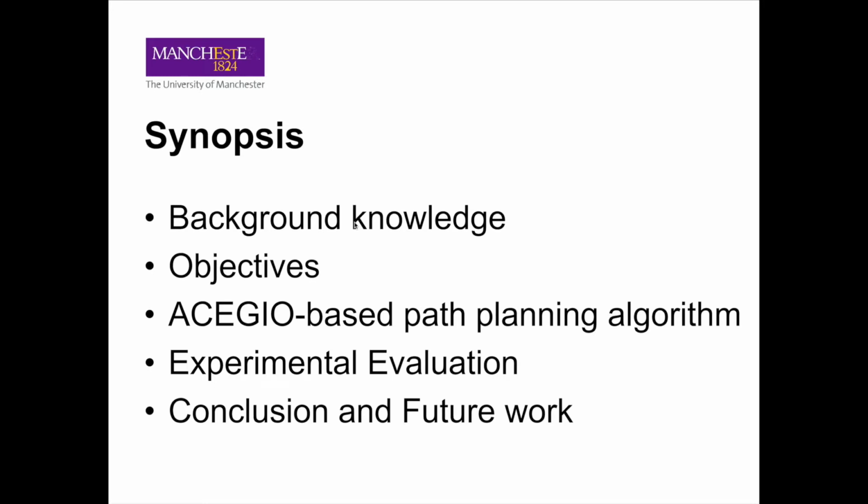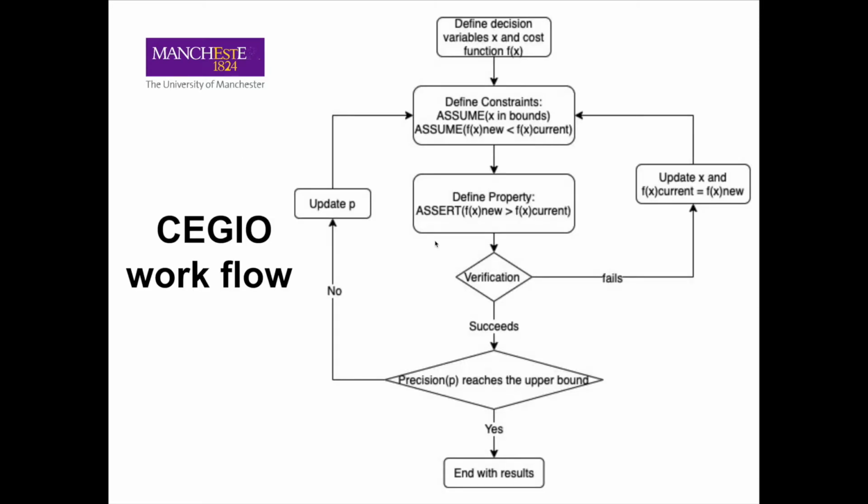The presentation is divided into the following 5 parts: background knowledge, objectives, ACGL-based path planning algorithm, experimental evaluation, conclusion, and fieldwork. So let's start with some background knowledge. Let me introduce how CGL and optimization technique works.